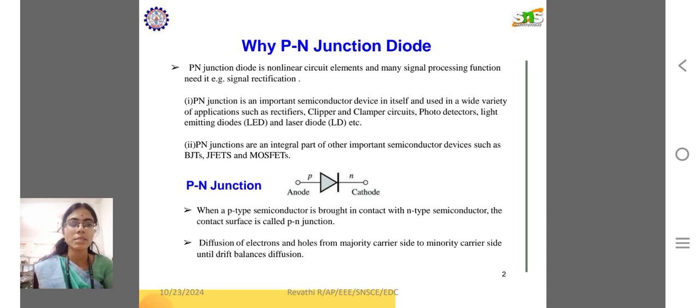The simplest representation of a PN junction diode is an anode terminal and a cathode terminal, where the anode terminal is named as P type and the cathode terminal is N type. So the combination of both P type anode and N type cathode is known as a PN junction diode. When a p-type semiconductor is brought in contact with an n-type semiconductor, the contact surface is called the p-n junction. There is a diffusion of electrons and holes from the majority carrier side to the minority carrier side until drift balances diffusion, and a voltage is created and a potential barrier is also created across that junction.